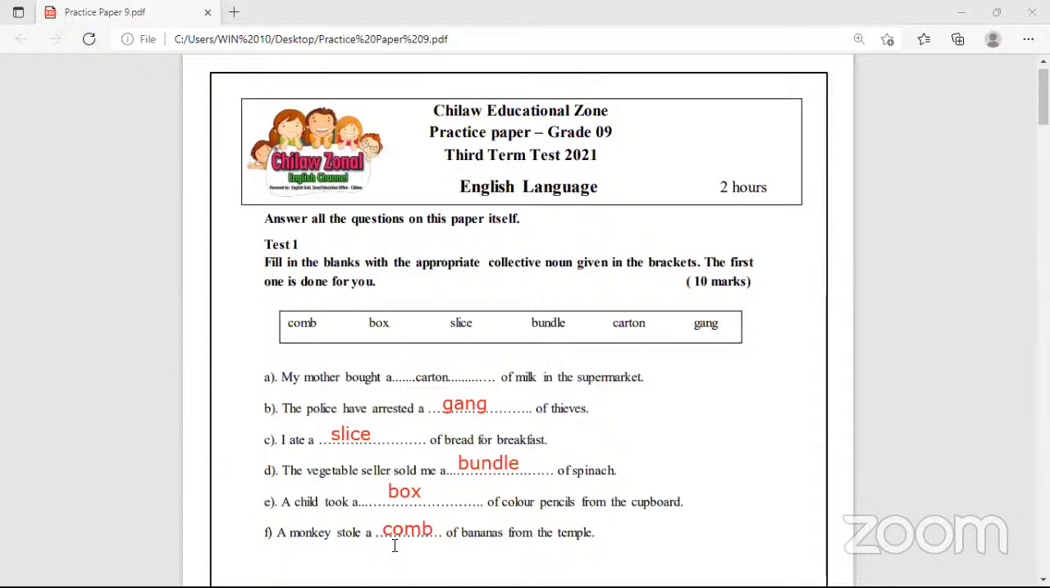Stole a comb of the temple. So these are the answers for the first question, the collective nouns. Please mark your answers if you have written them, and make your necessary changes there.